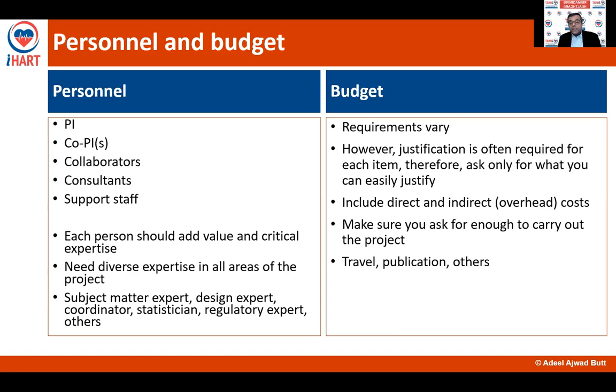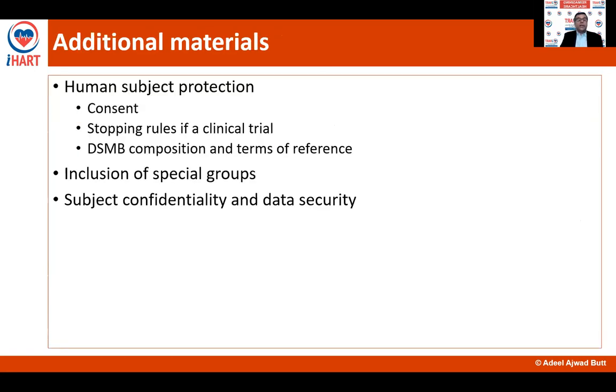Budget requirements may vary, but they often come with a cost, whether it's a cost in actual hard money or time or effort. But regardless of the requirements, regardless of what the cost would be, you have to have a justification for each item that you're going to ask for money or going to employ. Include direct and indirect costs, and make sure that you ask for enough to carry out the project. Think about the travel costs, think about publication costs, presentation costs, and so forth. So all those costs need to be in your mind when devising or developing a research project.